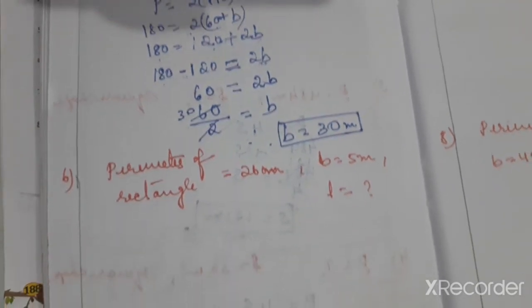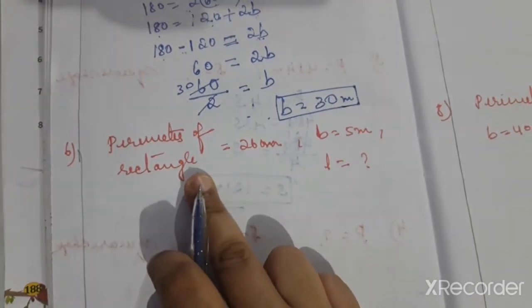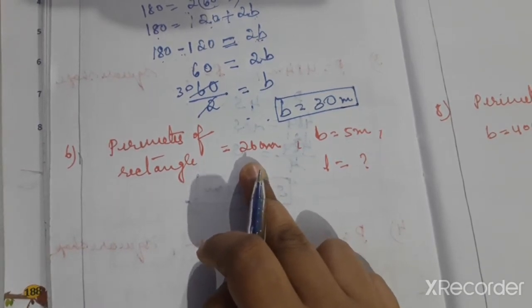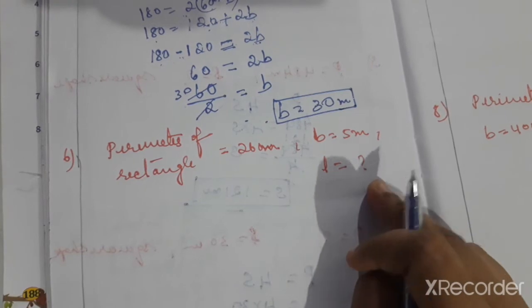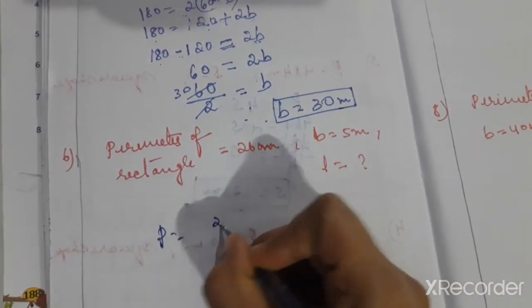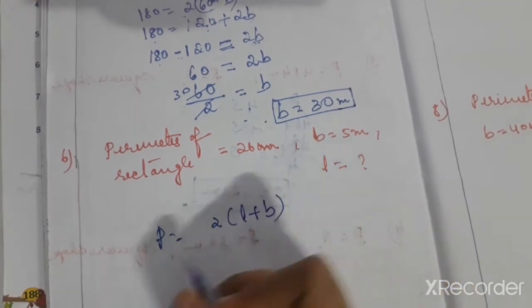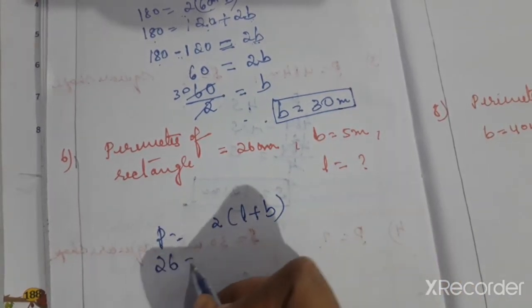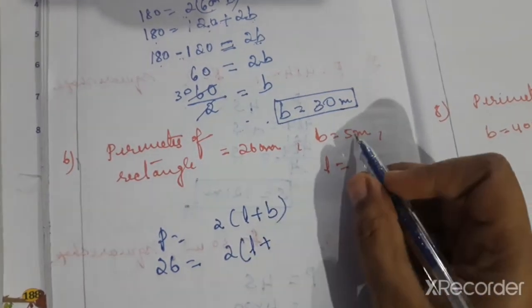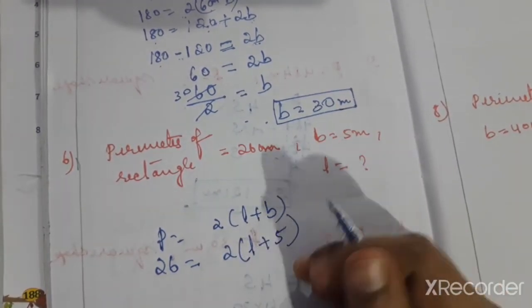Now next, sixth one. Perimeter of rectangle is 26 meter and breadth is 5 meter. We have to find length. So perimeter of rectangle equals 2 into (L plus B). Here perimeter is given 26. 2 into (L value we have to find, and breadth is given 5).